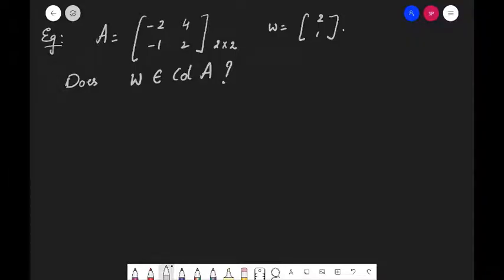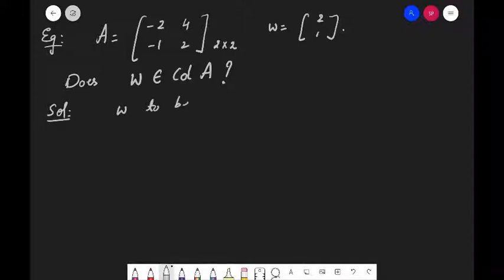Then if these two conditions are satisfied, then any given vector will be there in the column space of A. Let us look at this small example. How do we check whether a given vector is in column space of a matrix A? So you are given here a matrix A, a 2 by 2 matrix with two columns, and another vector W is given, 2, 1. Now you have to check whether W belongs to col A.